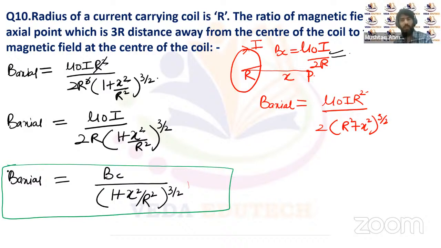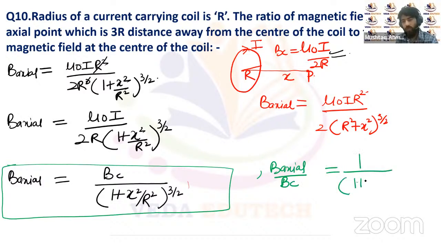So now the question is the ratio of the magnetic field at an axial point, which is 3r distance away from the center of the coil, to the magnetic field at the center. So we have to find this ratio. B axial upon B center from this equation will be equal to 1 upon 1 plus x square upon r square, to the power 3 by 2.